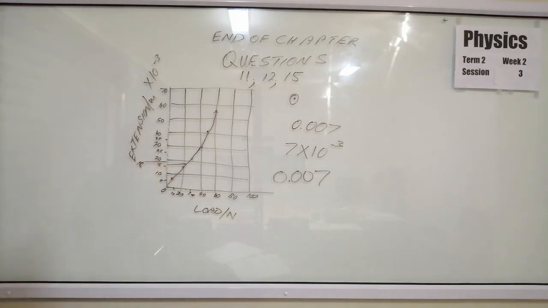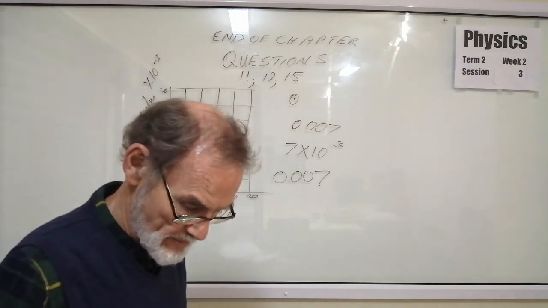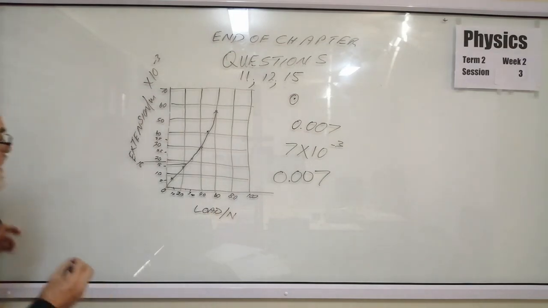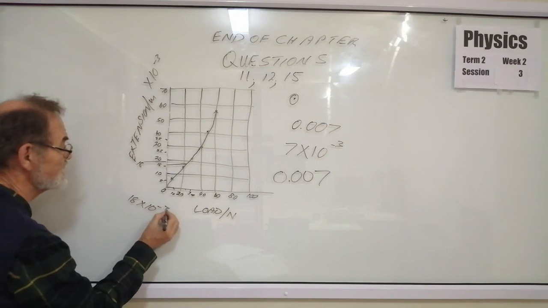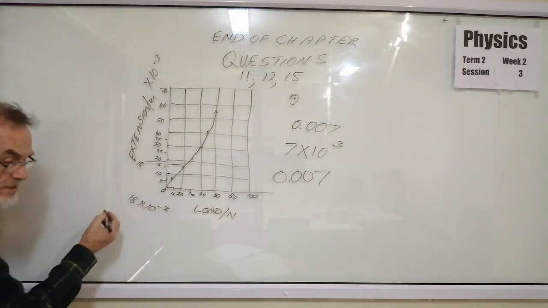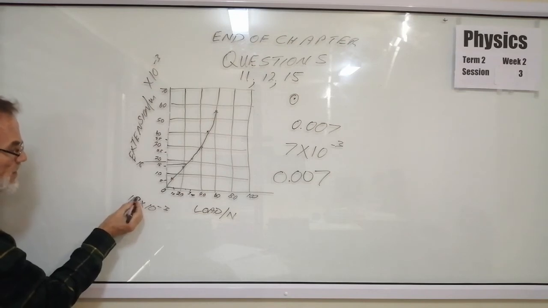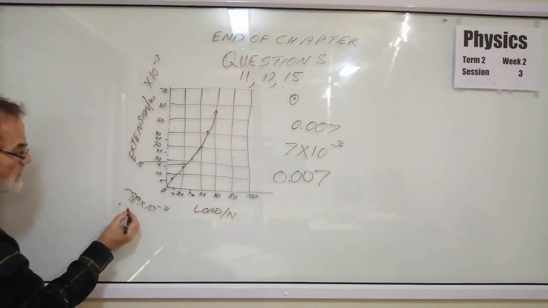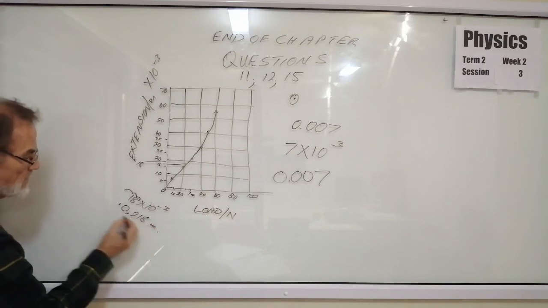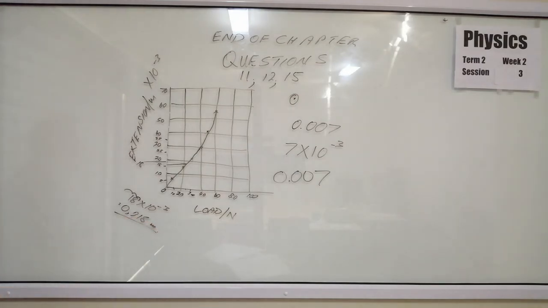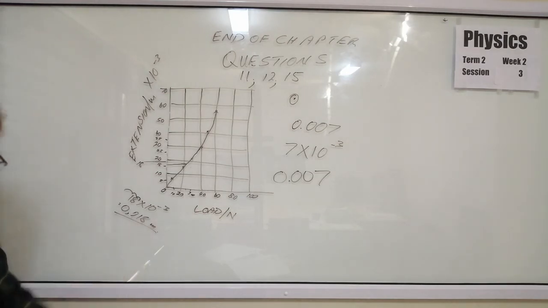So a load of 25 newtons is going to give you an extension of 18, but it's not 18 meters, it's 18 times 10 to the minus 3. Don't forget that. You have to reconvert it back to meters. So we're going to move the 3 back 1, 2, 3, and that is equal to 0.018 meters, which is 18 thousandths of a meter. Okay?